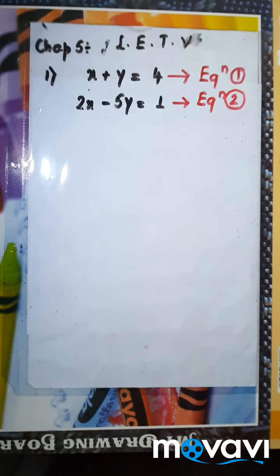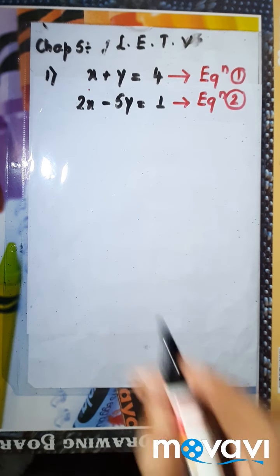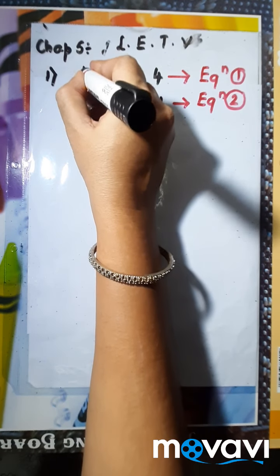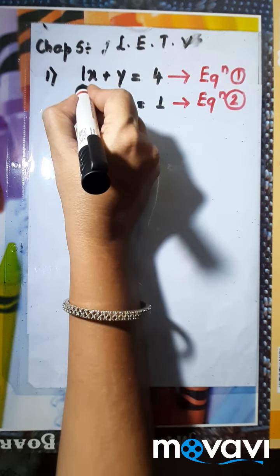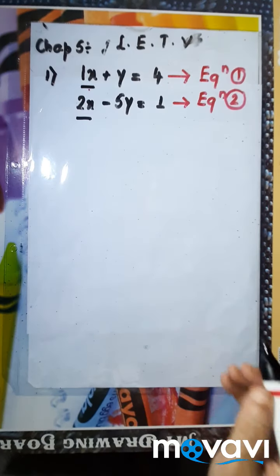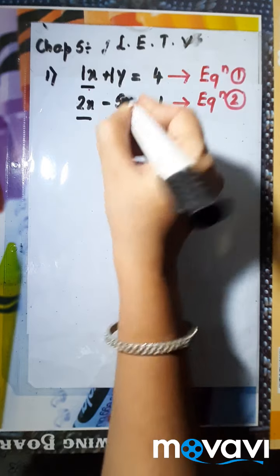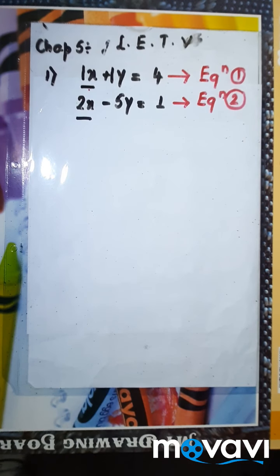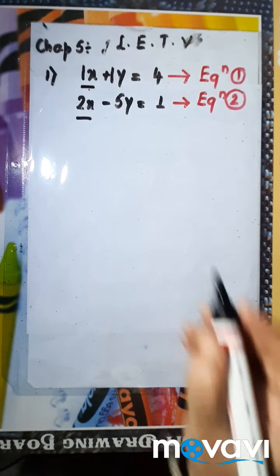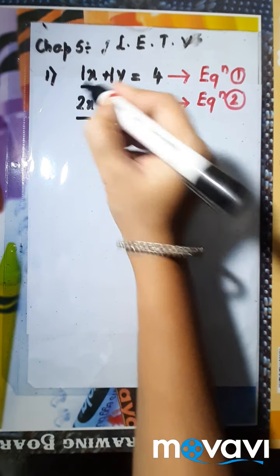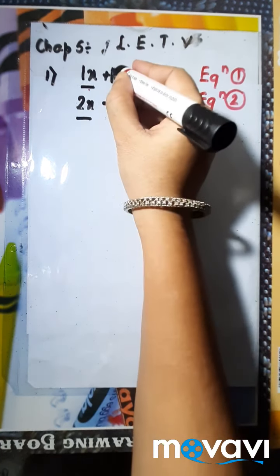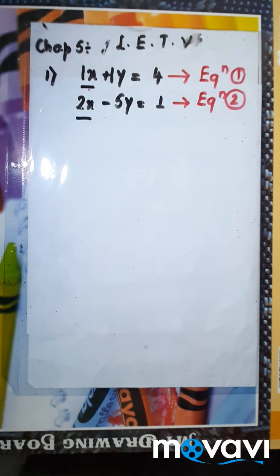Now you look at the coefficients. This is 1x and this is 2x. Correct? Are the coefficients the same? No, they are not the same. Now you look at y. 1y and 5y. Are the coefficients the same? No, they are not the same, right? So we have to make either the coefficient of x or the coefficients of y the same.